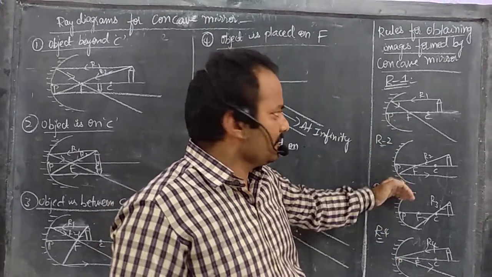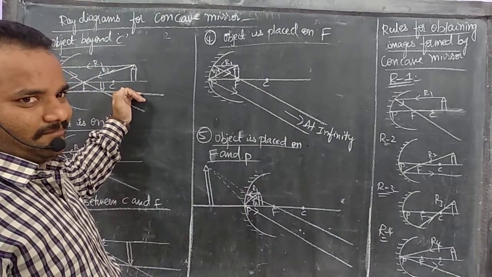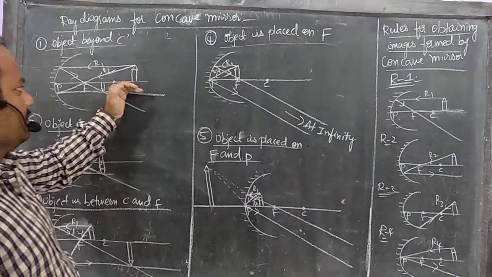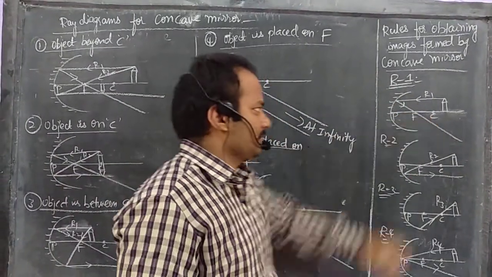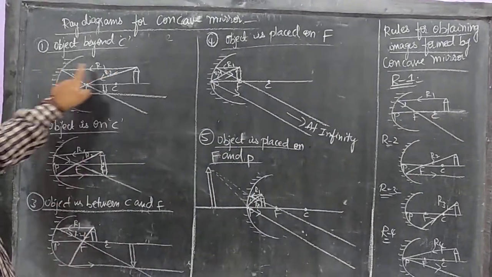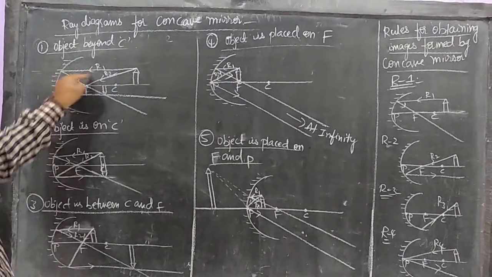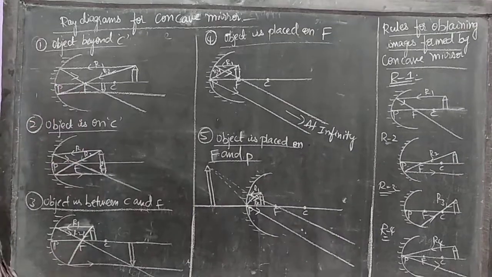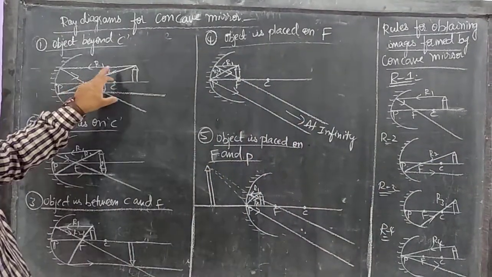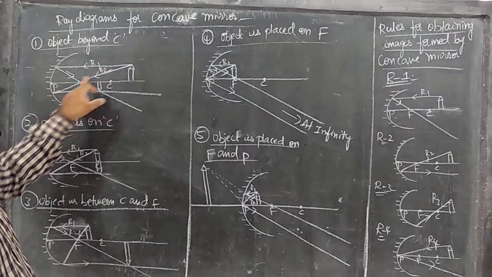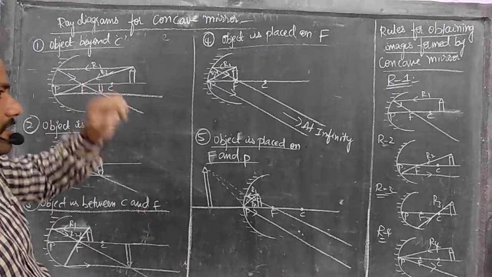I should search which 2 rules are suitable for my case, the first case, where the object is beyond C. I can apply rule 1. What is rule 1? The incident ray is parallel, and the reflected ray passes through the focus. Why is rule 1 suitable here? Because the focus is clear. Now, for joining one more line, because I told you that where the 2 intersecting lines meet, there only we get the image.